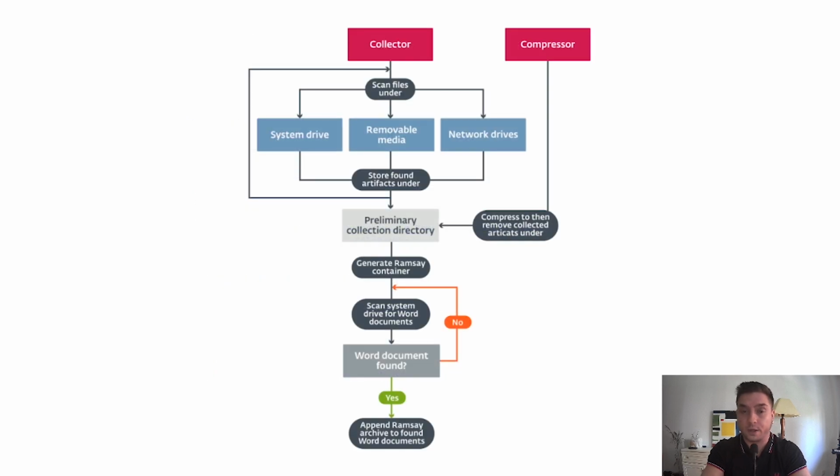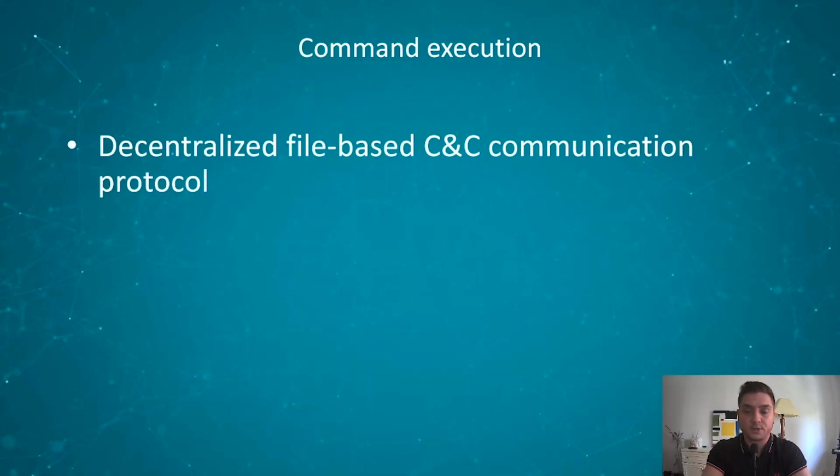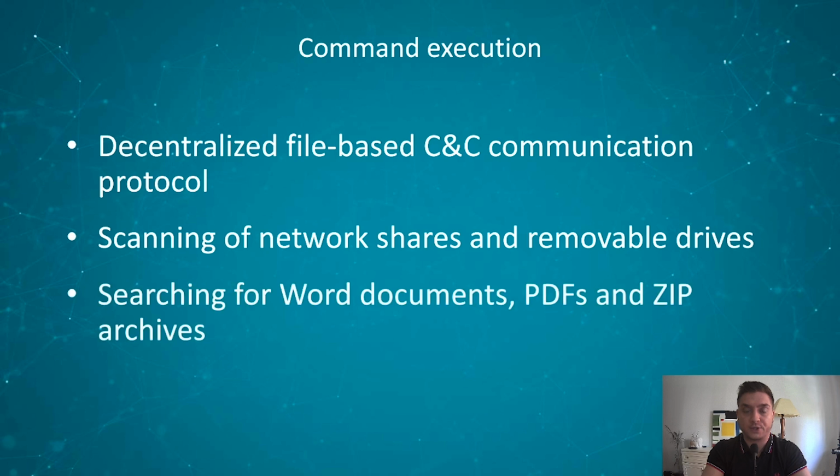So just as a brief summary of what we just covered, we have the collector that scans files over the system drive, removable media and network drives, and all of the files found will be stored in a preliminary collection directory. Then the compressor will be deployed, and it will compress this preliminary collection directory to generate Ramsay containers, and these Ramsay containers will be the artifacts appended at the end of Microsoft compound files throughout the file system. So now we're going to talk about command execution.